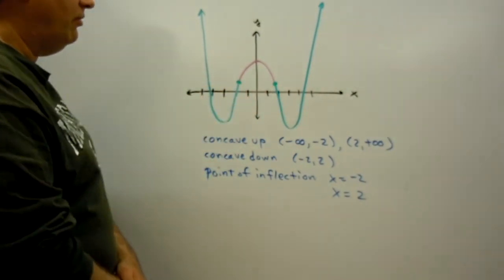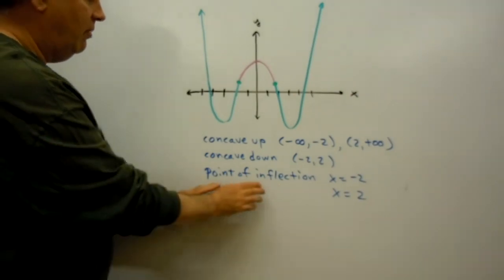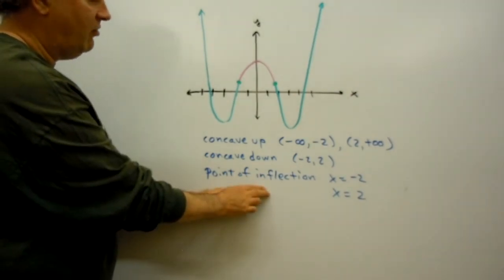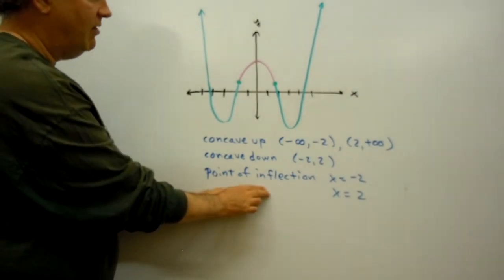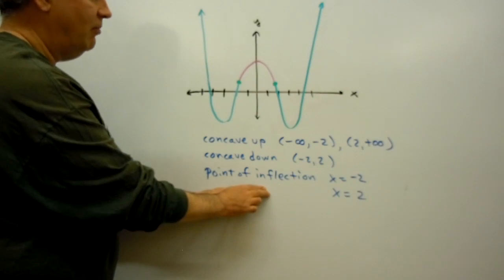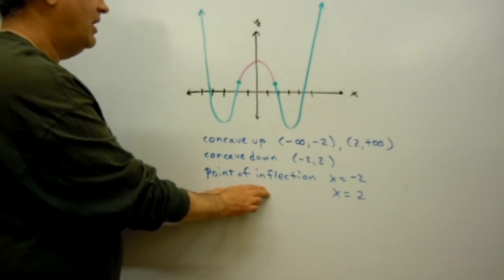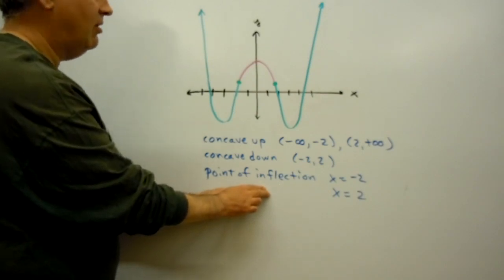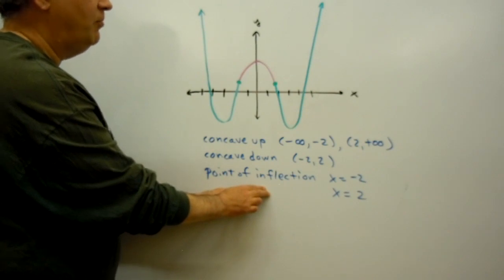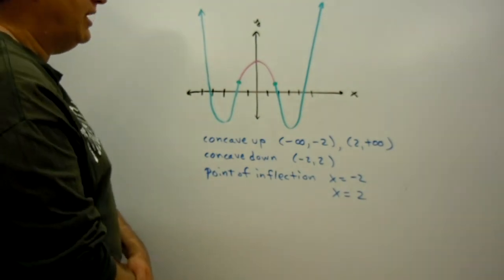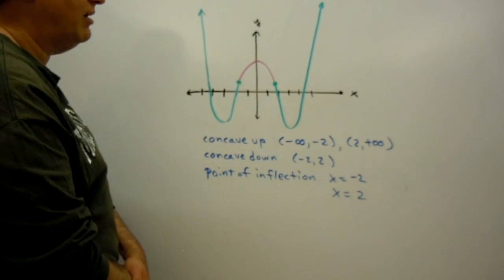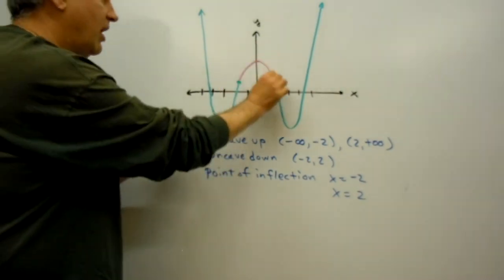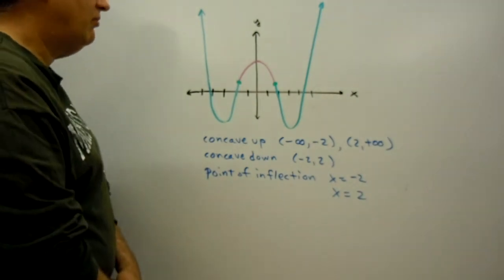We refer to those 2 points as points of inflection, where the concave shape changes between concave up and concave down, or from concave down to concave up. Now, you don't necessarily have a point of inflection if the second derivative is 0. It only occurs when the concave shape actually changes at that point.